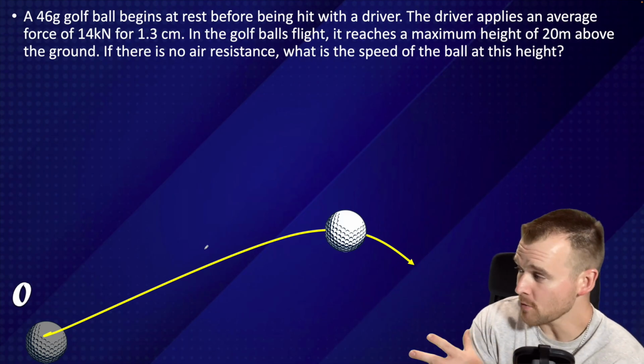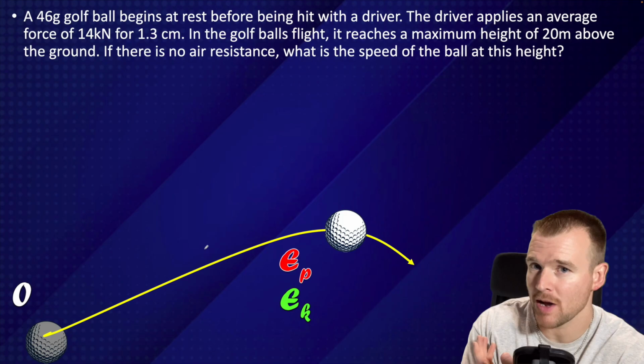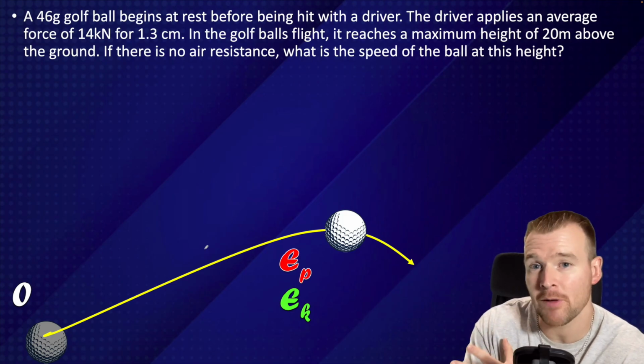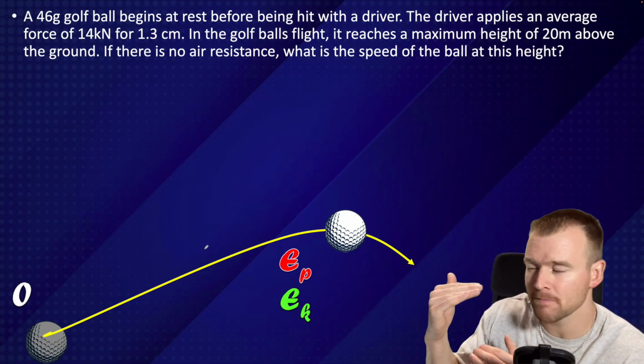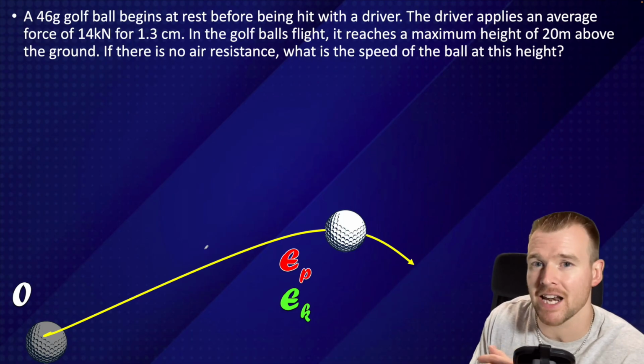Okay, so to start we have zero energy. At the end we do have some energy. We have potential and we have kinetic because it's up high in a high position and it's moving, so it's got kinetic as well.